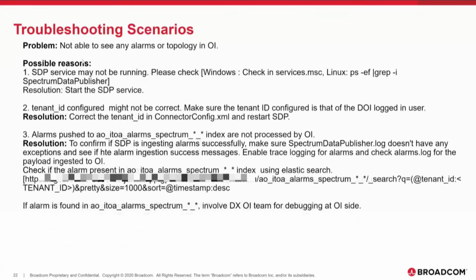The next one is a usual problem we have seen before in several cases: not being able to see any alarms or topology in OI. For these kinds of issues, we can debug in this way. A possible reason could be that the SDP service may not be running. The first thing to check is whether SDP is running, in services or with ps -ef. If it is not running, we can start the service.